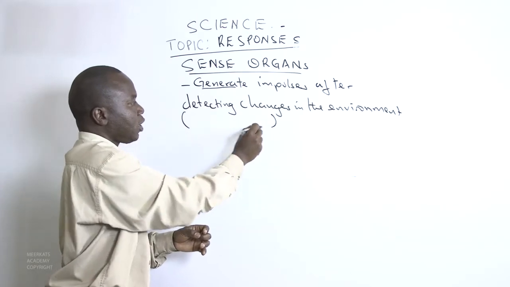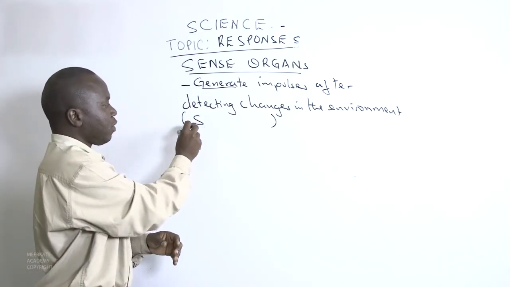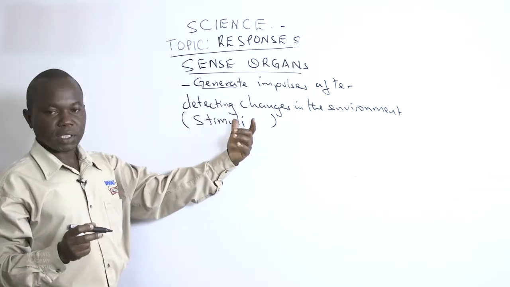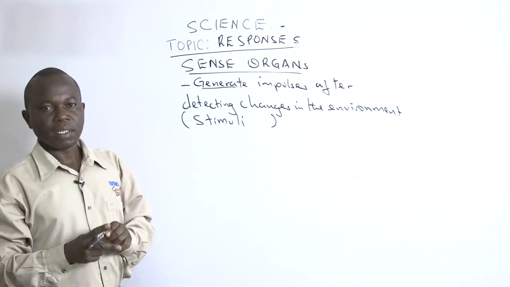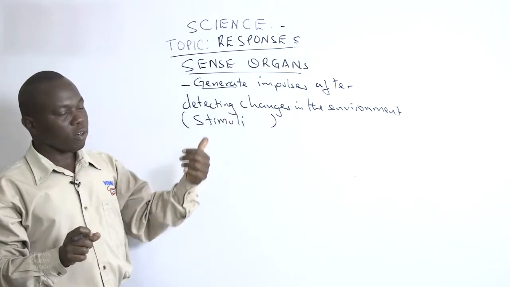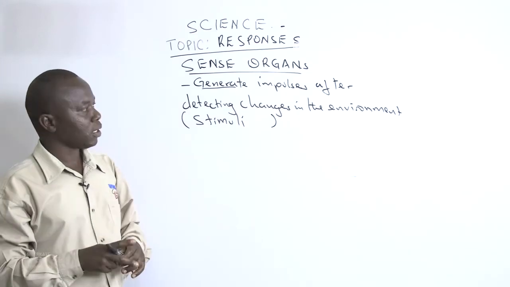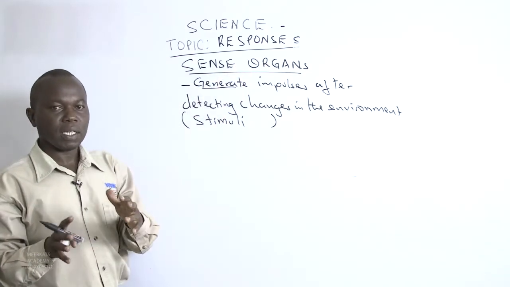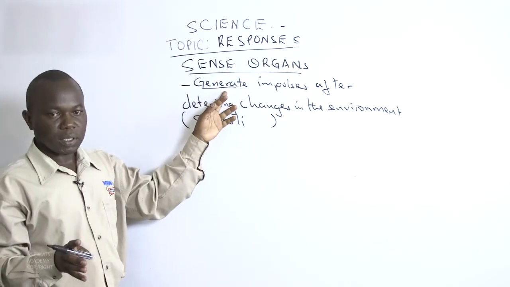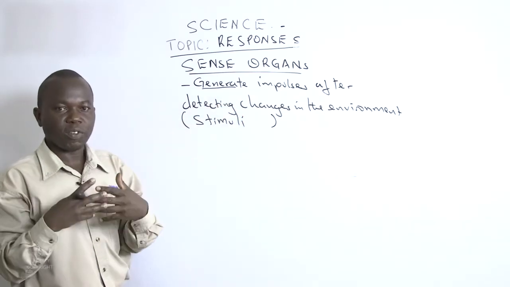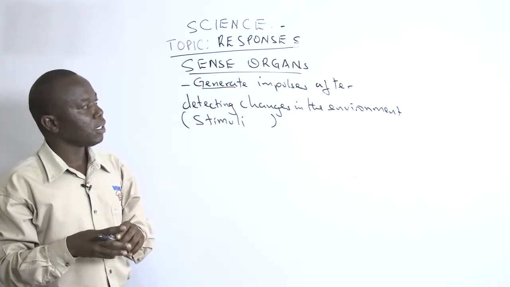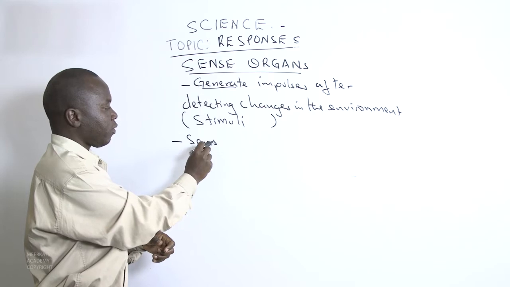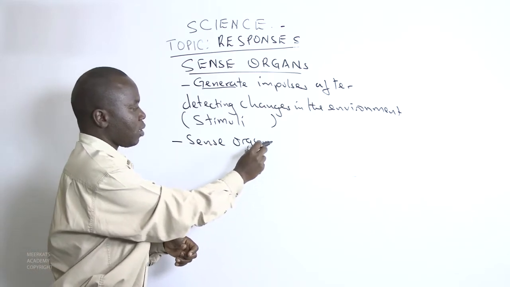We have said the changes in the environment are also referred to as stimuli in plural form, and stimulus in singular form. So one condition for a nerve impulse to be generated is that we must have a change in the environment, and then sense organs come in to first be stimulated, and then they generate the nerve impulse. Sense organs include the following in our bodies.